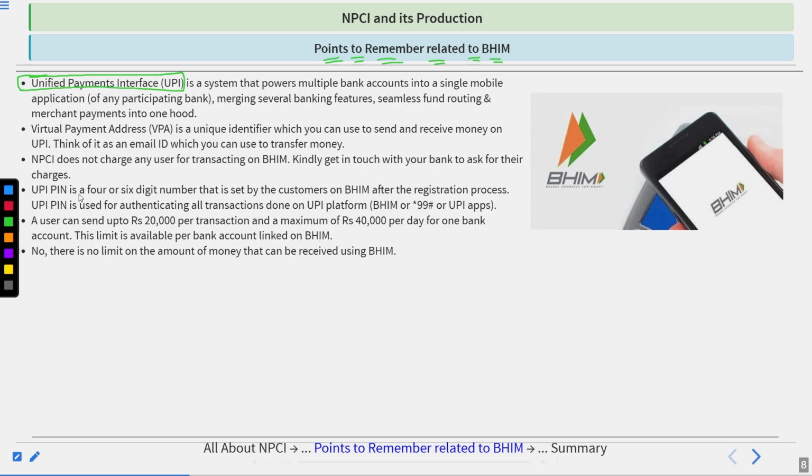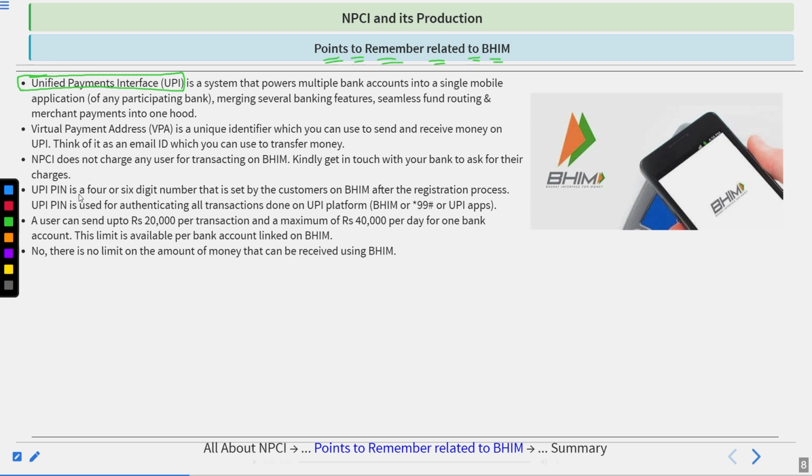Virtual payment address or VPA is actually a unique identifier which you could use to send and receive money on UPI. Think of it as an email ID which you can use to transfer the money. NPCI does not charge any user for transacting on Bheem. Kindly get in touch with your bank to ask for their charges.